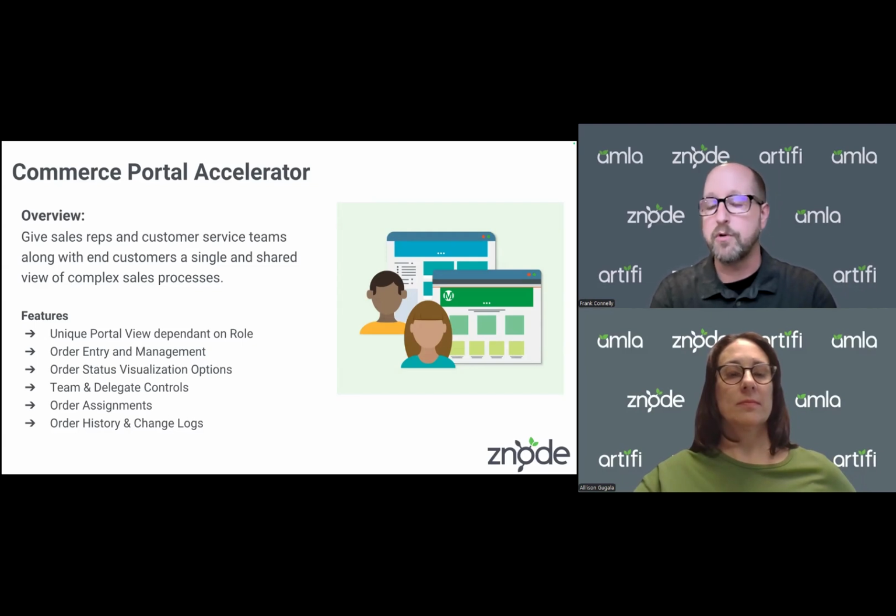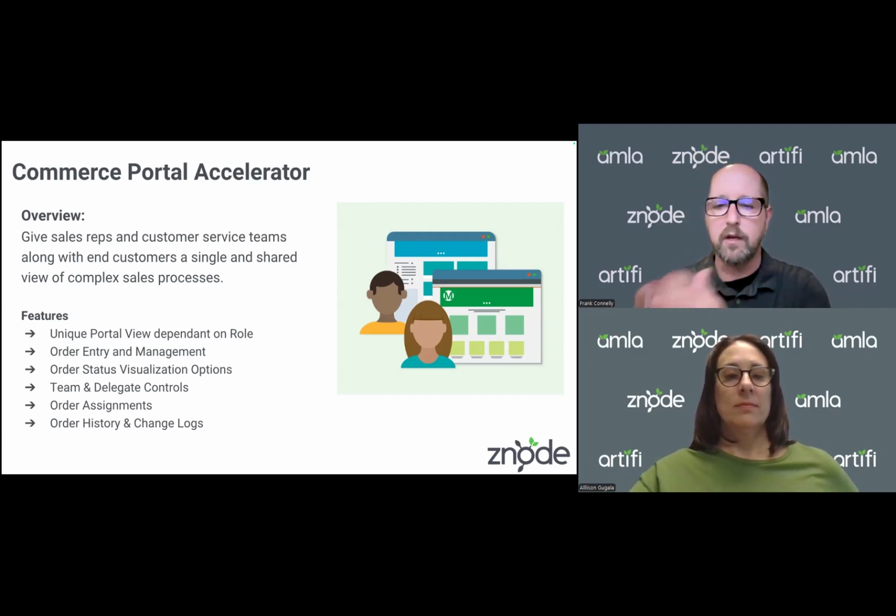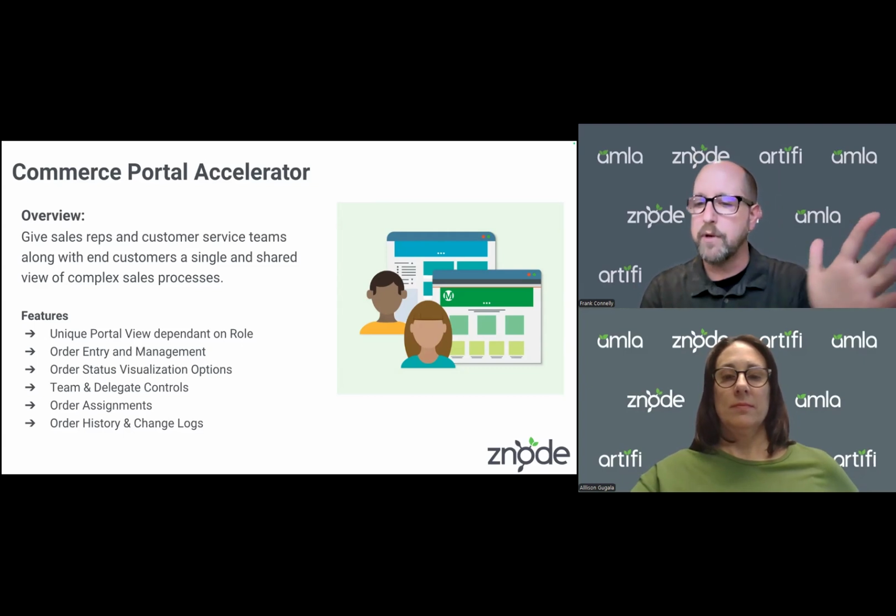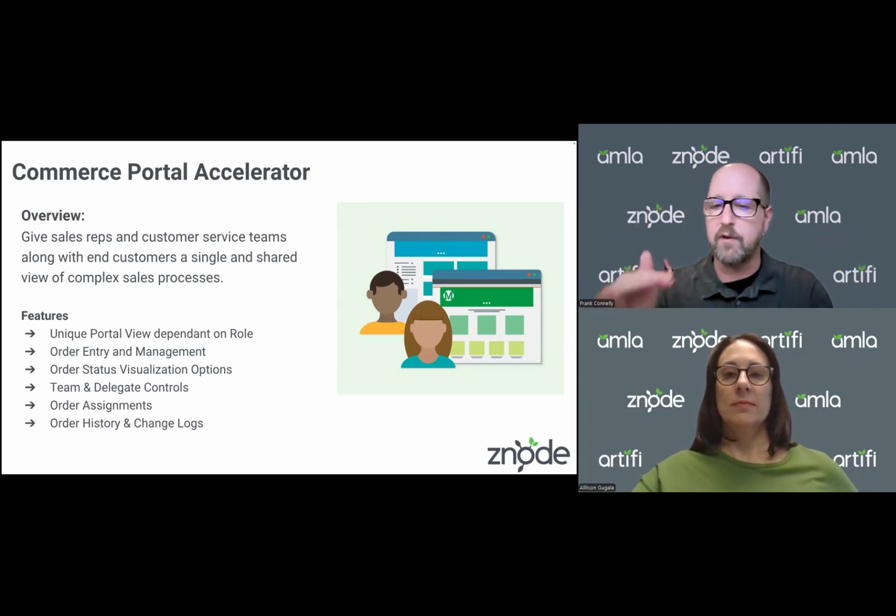Additionally, the Commerce Portal tracks all the changes on a particular order. So as you're working it through a particular predefined process, we're tracking everything. Anyone who's accessed it, who's changed statuses, who's changed pricing. Any change to that order is tracked in a log file, right?